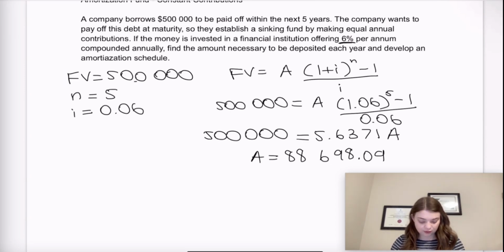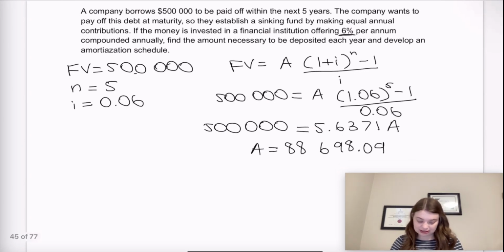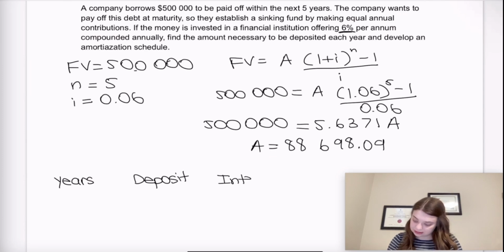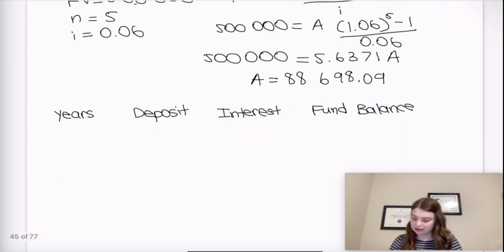All right, so what we're going to do now is make our amortization table. First I'm going to write down the number of years, then the amount that we are going to deposit, then the interest that we make from the deposit, and then the balance of the fund. And the fund balance after the 5 years should be $500,000 if we've done this correctly.